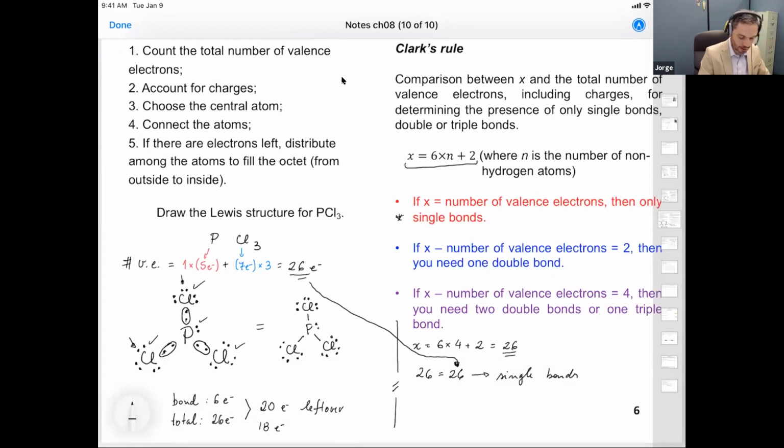Clark's rule will help you figure out if you need double, single, or triple bonds. Count the number of electrons. If there are leftovers, start filling from the elements on the outside. And then if there are still leftover electrons, just dump them in the central atom.